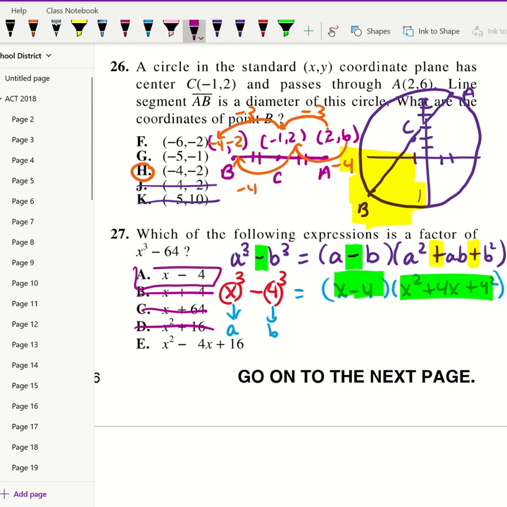D is really, really close. We just have a sign error that's not supposed to be there.